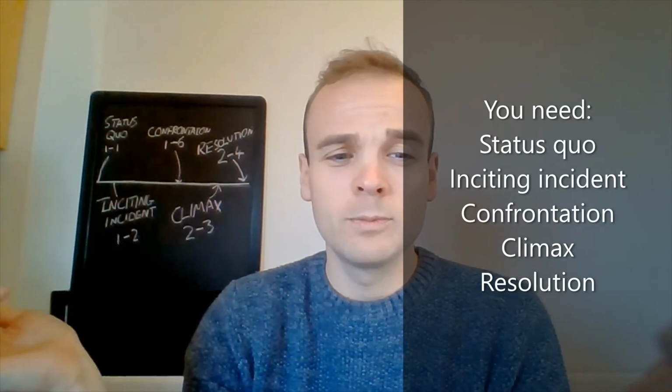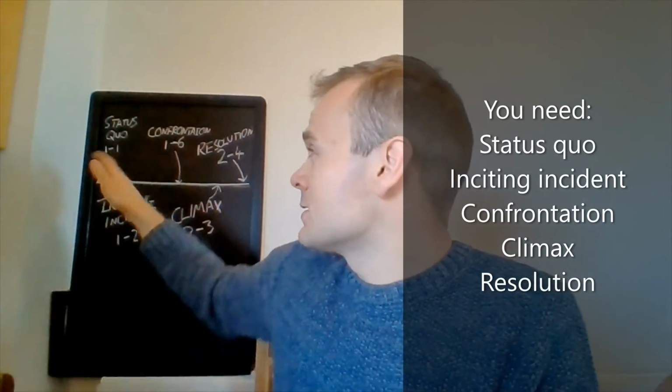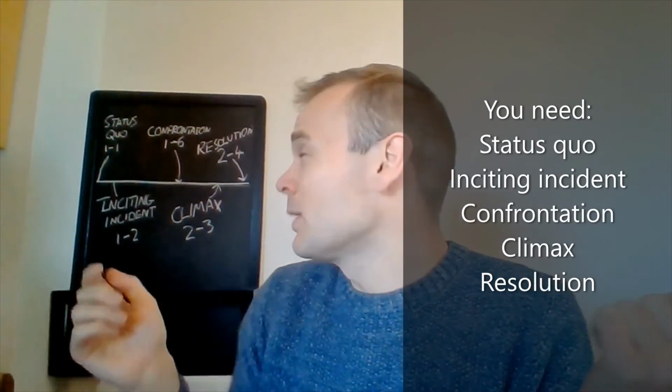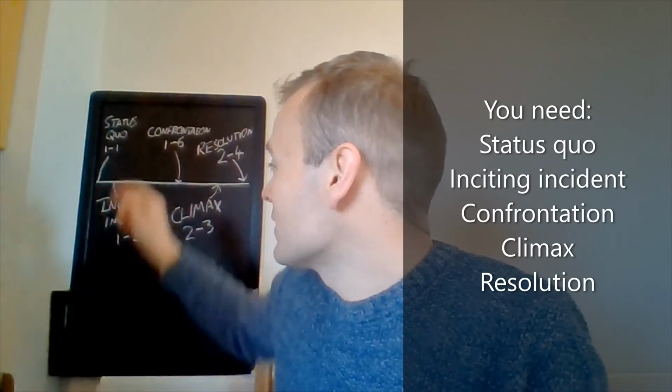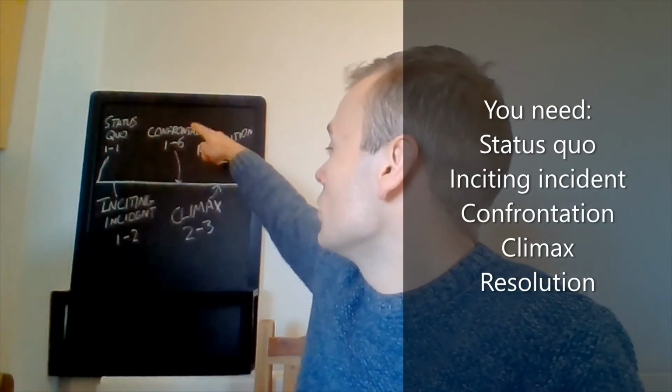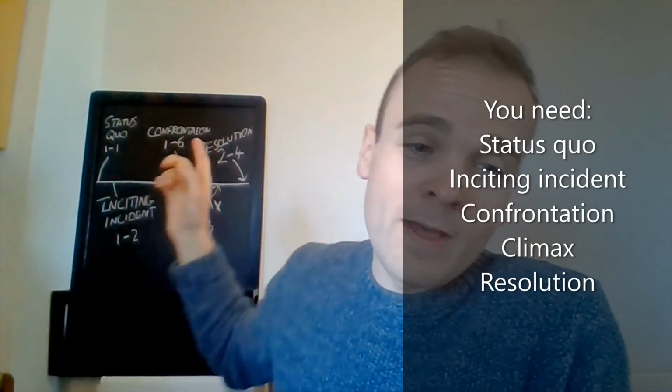There are others. You'll find loads of information, and probably loads of people would say this is not an exhaustive list of all the things that you could have in your play. But I think we're going to be able to write a pretty good play just worrying about these 5 aspects. Just worry about having your status quo, your inciting incident, your confrontation, your climax, and then your resolution.